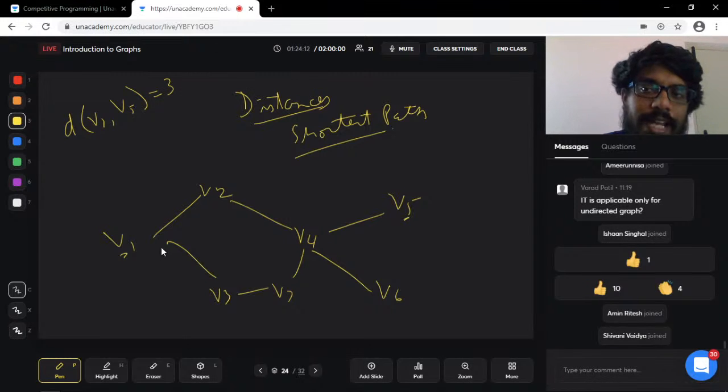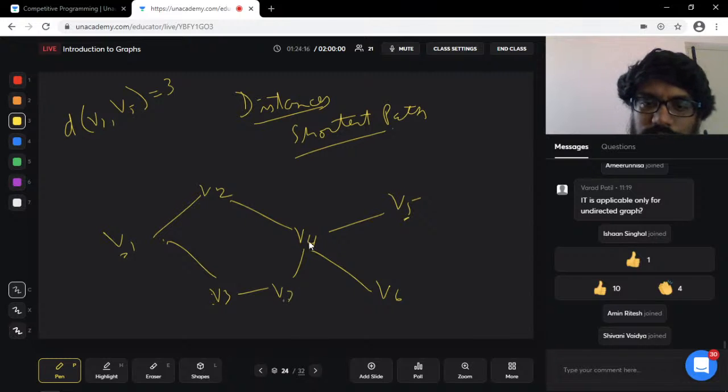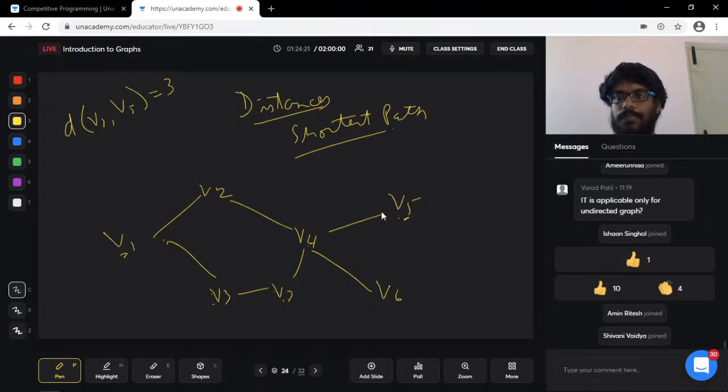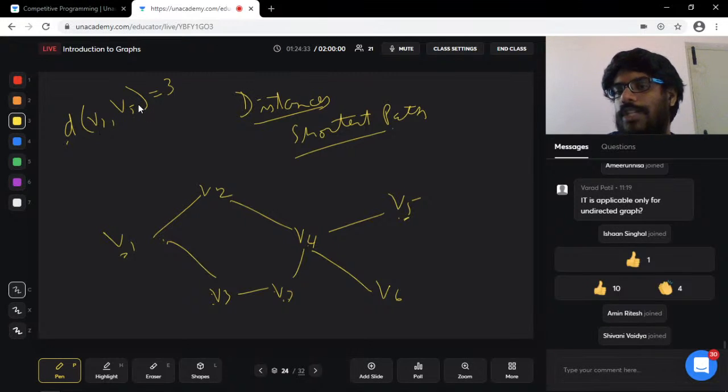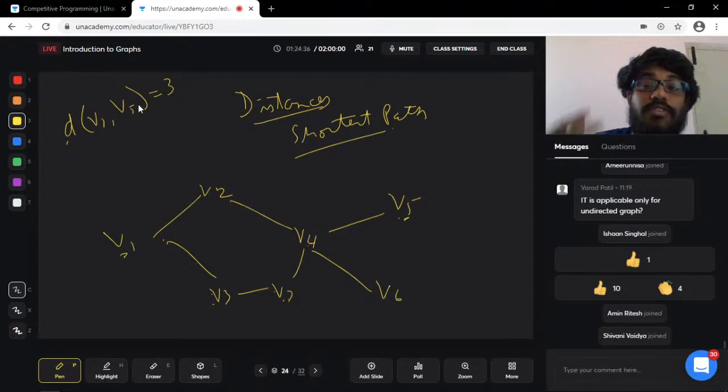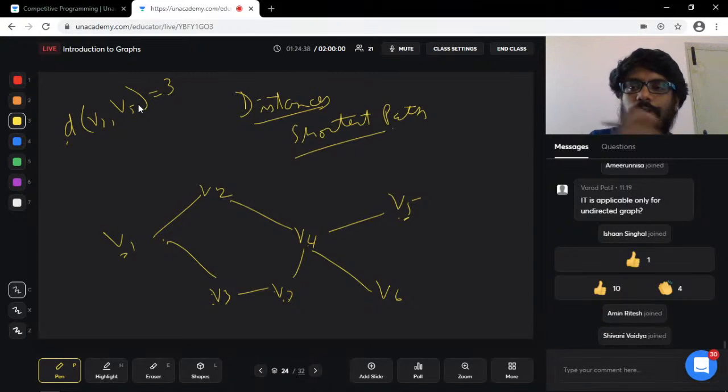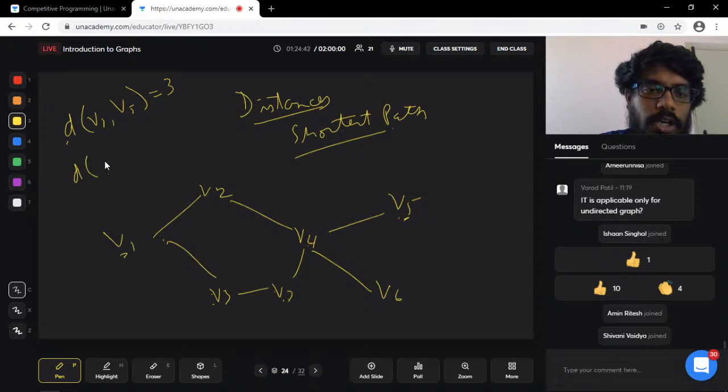So note that I could have taken a longer path. I can go from V1 to V3, V3 to V7, V7 to V4, V4 to V5. So I'll travel 1, 2, 3, 4 edges. But that is not the shortest distance. The shortest distance is to go like this. So the shortest distance is what we denote by D. So D of V1 comma V5 is the smallest number of edges I have to travel to go from V1 to V5, and in this case it's going to be 3.